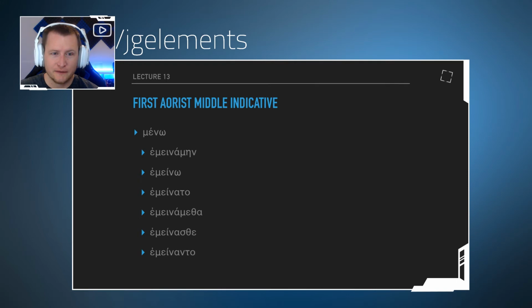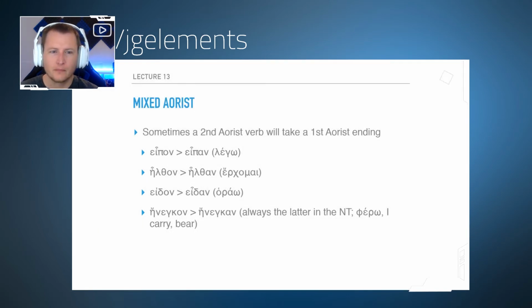So that's the first aorist middle indicative. There are some mixed aorists. Sometimes a second aorist verb will take a first aorist ending. Look at epone. You're not going to find that. You're going to find epon, and that's from lego. Well, I shouldn't say that. You will find epone, but you can find epon.